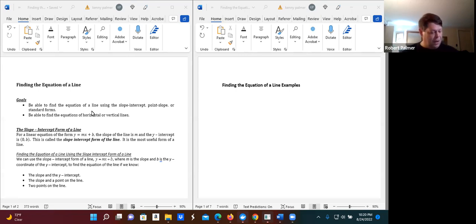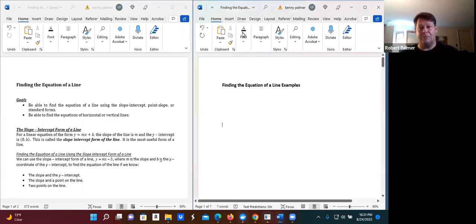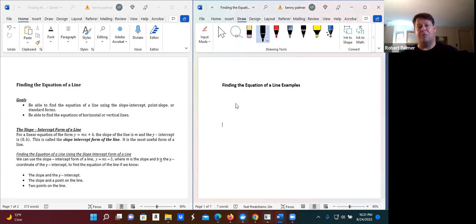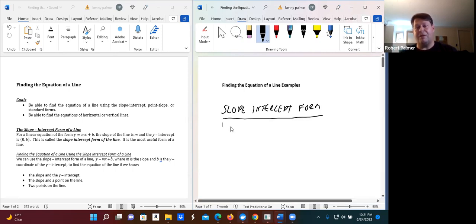So before, in a previous video, we learned how to find the slope of a line. Now, the first thing we'll talk about here is what's called the slope-intercept form of a line, which is the most useful form of a line. Okay. So that looks like y equals mx plus b.